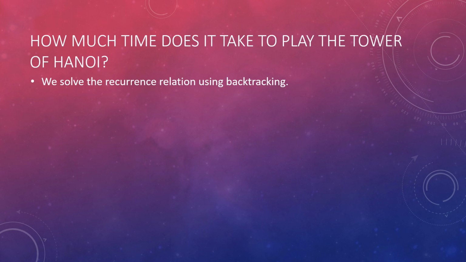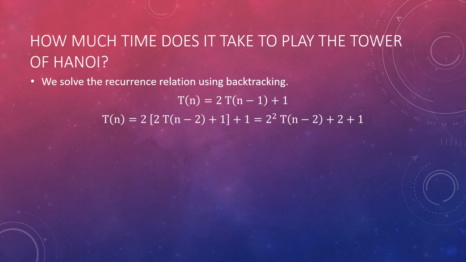We solve the recurrence relation using backtracking. Tn is 2 Tn minus 1 plus 1. Look at Tn minus 1. I will substitute it with its recursive definition. Tn minus 1 can be written as 2 Tn minus 2 plus 1. Now Tn is 2 raised to the power 2, Tn minus 2 plus 2 plus 1.